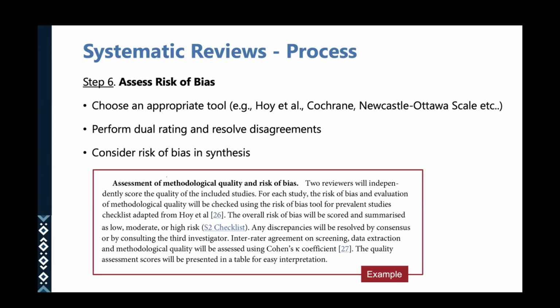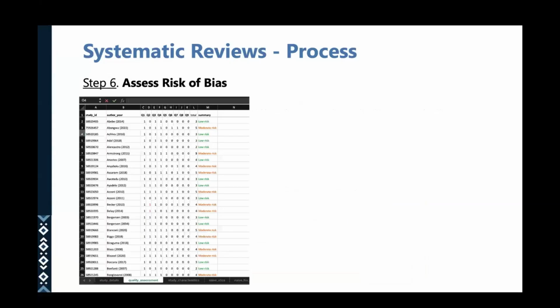Assessment of methodological quality of studies and risk of bias. We said two reviewers will independently score the quality of the included studies. For each study, the risk of bias and evaluation of methodological quality will be checked using the risk of bias tool for prevalence studies. Any discrepancies will be resolved by consensus or by consulting a third investigator. Inter-rater agreement on screening, data extraction, and methodological quality will be assessed using Cohen's kappa coefficient. The quality assessment scores will be presented in a table for easy interpretation.